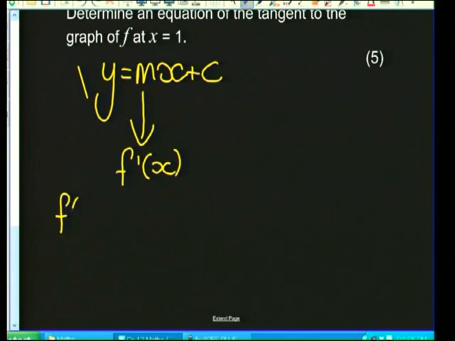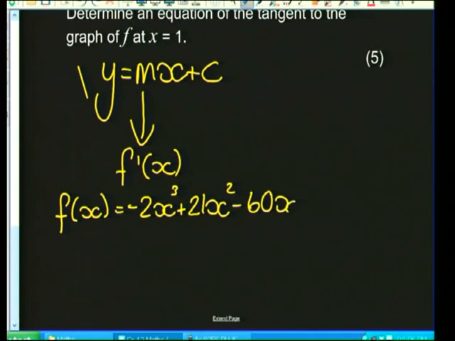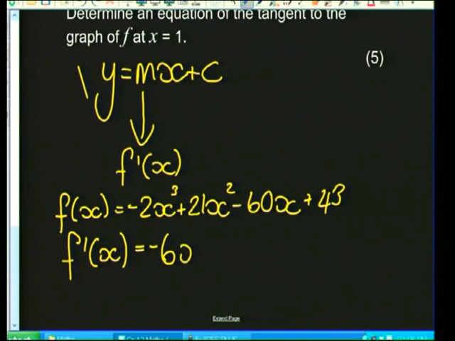Our original function, let's just quickly have it at hand here. We had negative 2x cubed, plus 21x squared, minus 60x, plus 43. Okay, the derivative of this is going to work out to be negative 6x squared plus 42x minus 60.